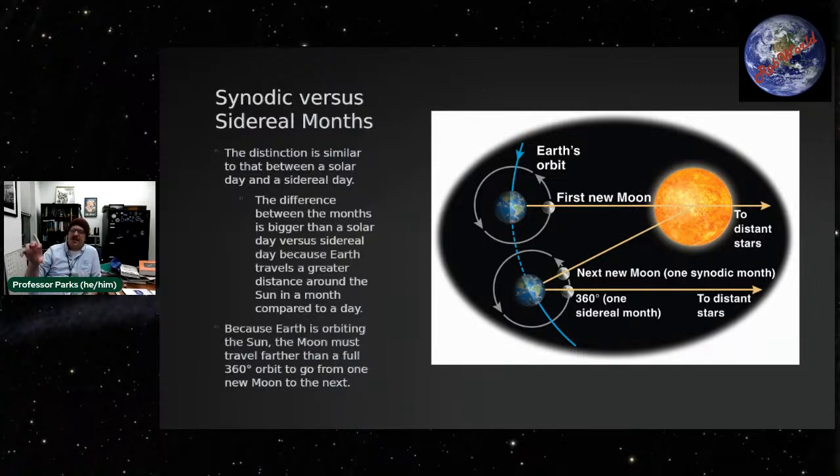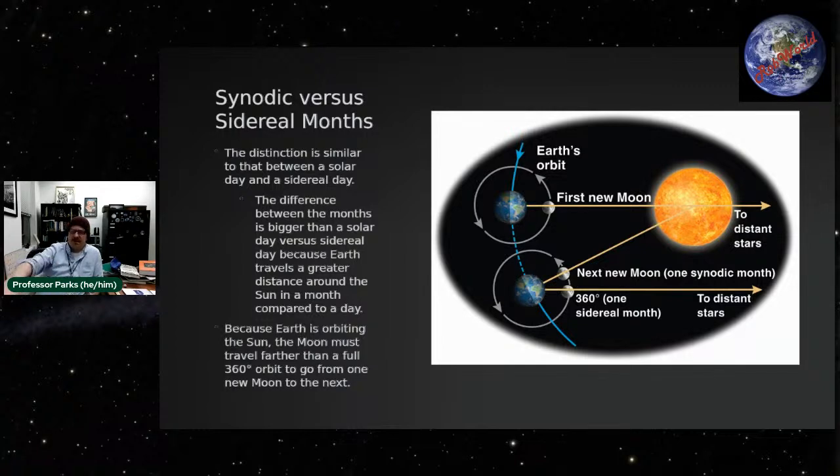In order to get those phases, the moon is going to be orbiting around. When we have a new moon, the moon is in the same direction as the sun. It's not in between specifically, but it is simply in the same direction as the sun.